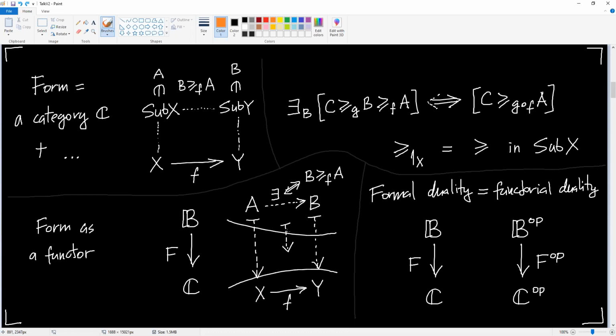The reason why it's convenient to have a form as a functor is because then we could take the dual functor. And in the dual functor, we just take the dual categories, B op, C op, and the dual functor. Now, the effect of this at this concrete level is that in the dual form, direction, and we will also be reversing the inequalities. So it's just like taking a dual poset. In fact, we can think of a form as a kind of indexed poset in some sense. And so this is the dual poset. Okay, so formal duality is nothing other than the functorial duality. So that's what a form is.